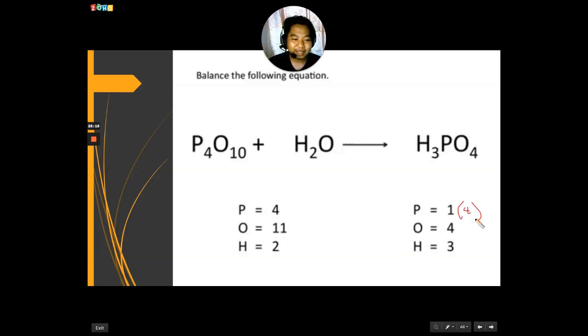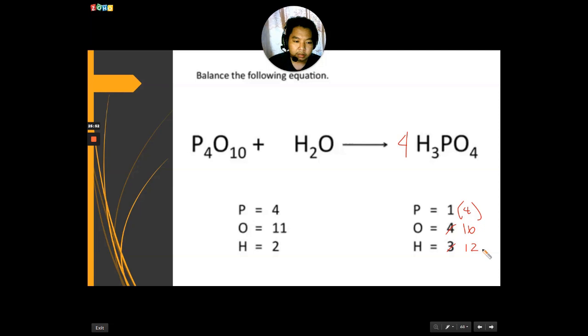Anyways, you add 4 here. Multiply 4. You put it here because you can't reach the one in the middle; you can't insert it there. Since it's one compound, you add the coefficient here, because they are considered one. However, this will all be affected. 4 times 3, this becomes 12. 4 times 4, this becomes 16. You balanced phosphorus, but not this one. How can I make my 11 into 16? That's a problem, but let's forget that first. Let's go to the easier one.